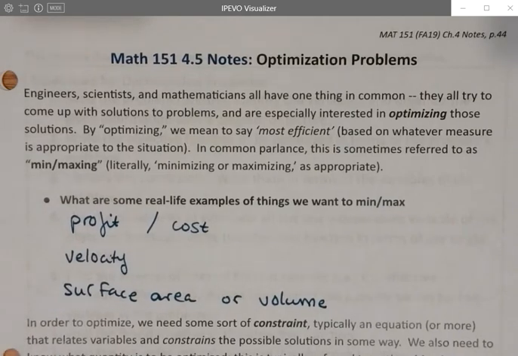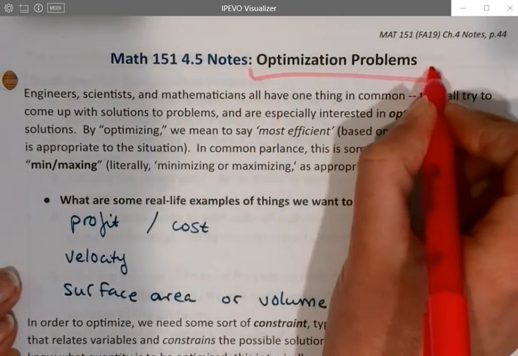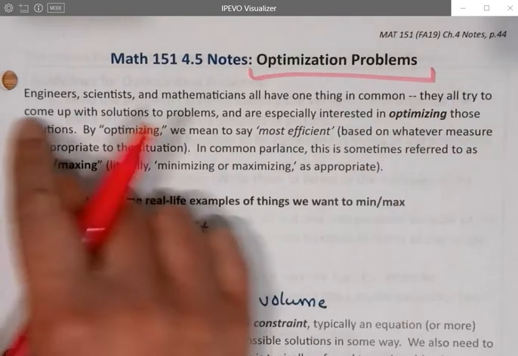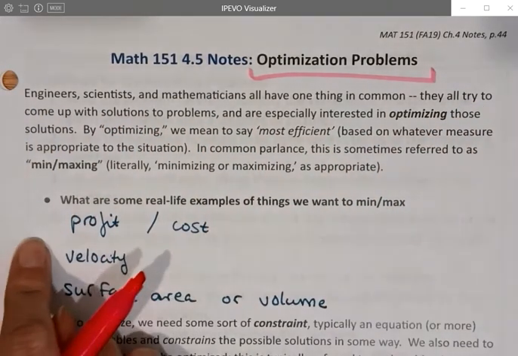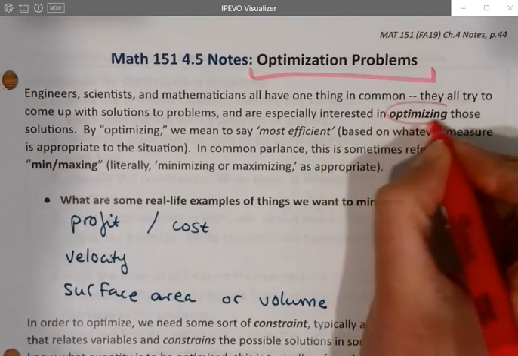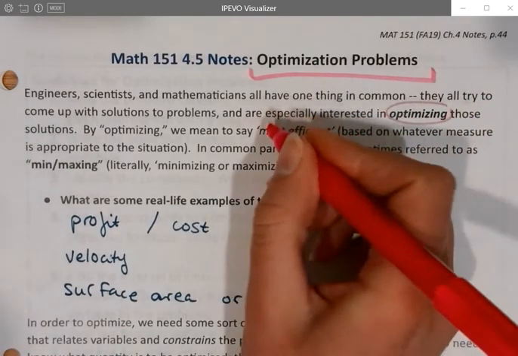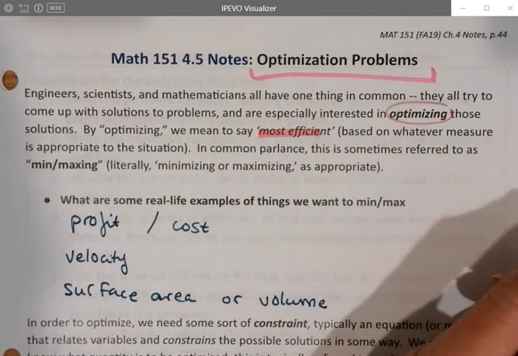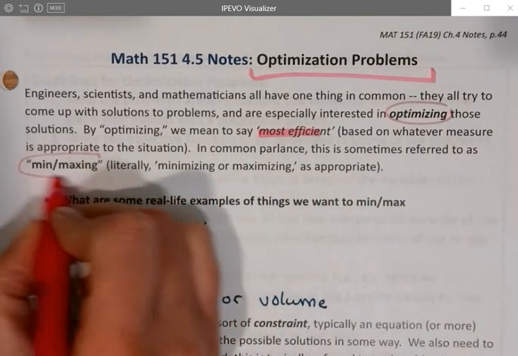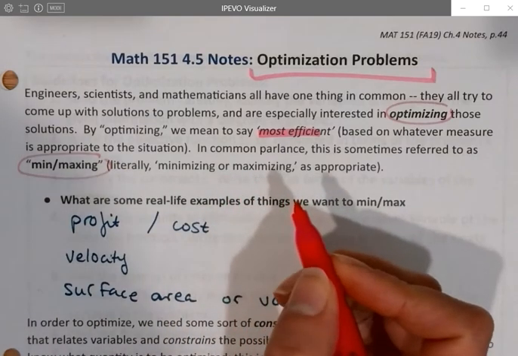Okay, so in section 4.5, we're going to be looking at optimization. This is going to be our other big story problem section for this chapter. Lots of fields, science, engineers, mathematics have something in common. We want to try to come up with solutions, especially optimizing those solutions. By optimizing, we're trying to make things most efficient, or if that's appropriate, and I often refer to this as min-maxing, literally minimizing and maximizing as appropriate.